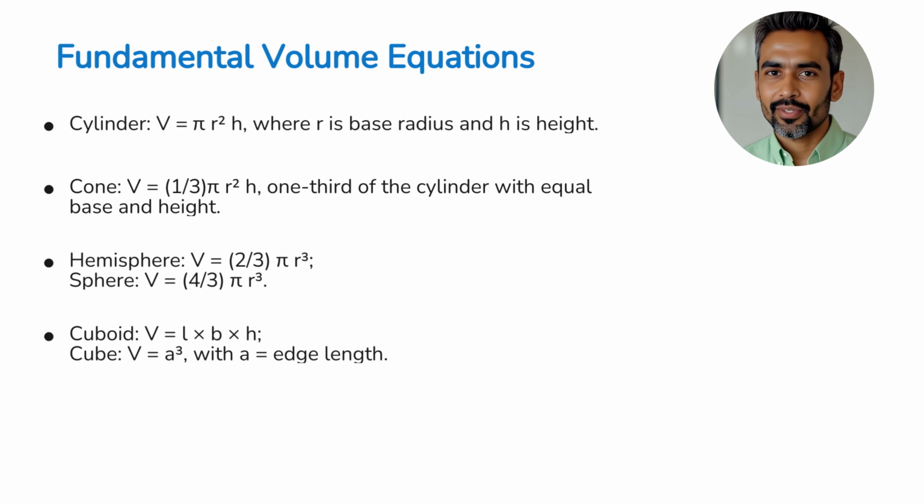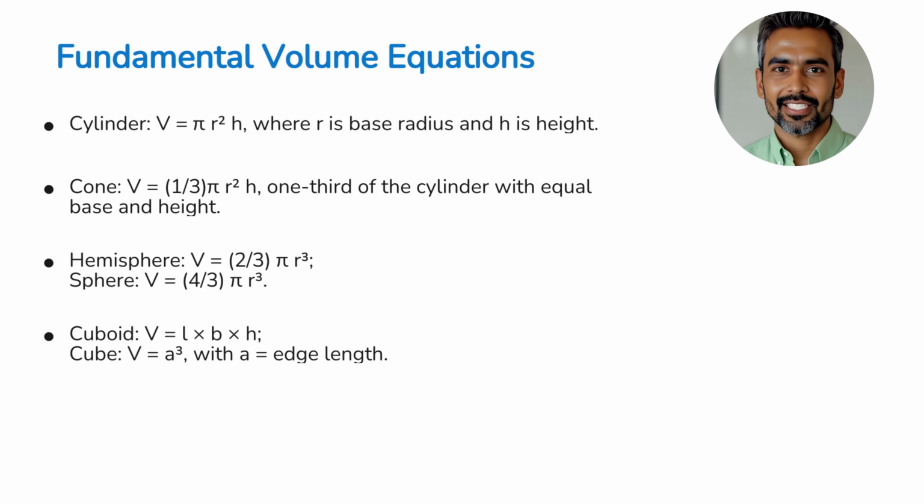Next, the cone. A cone's volume is exactly 1/3 of the cylinder's volume when they share the same base radius and height. So, V equals 1/3 pi r squared h. Now, the hemisphere, which is half a sphere, its volume is 2/3 pi r cubed. And for a full sphere, it's 4/3 pi r cubed.